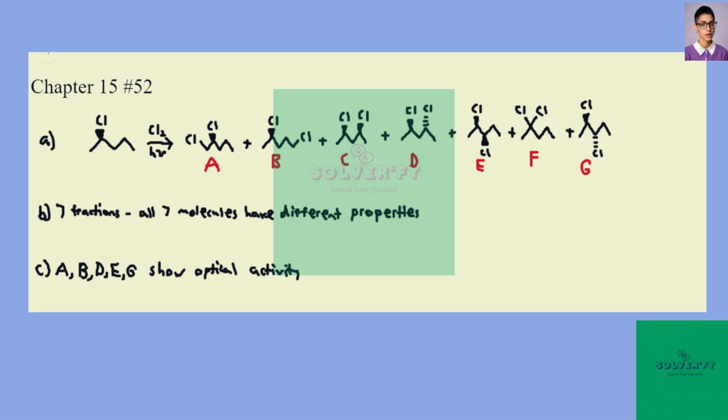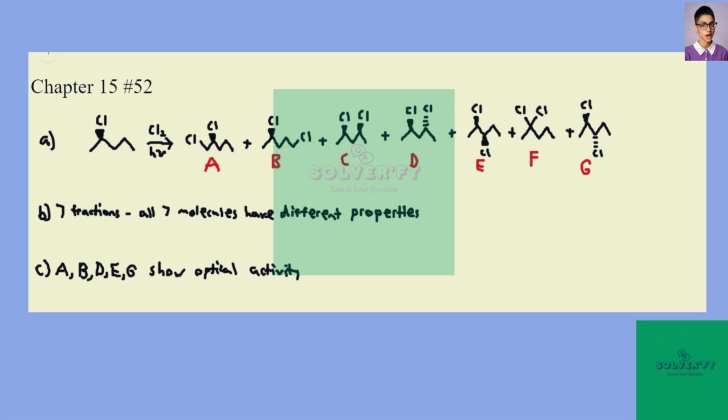Lastly, we're asked which of the fractions would show optical activity. A, B, D, E, and G are going to show optical activity. We'll take a look at the 2 that are not going to show optical activity, which would be C and F. C is a meso compound.